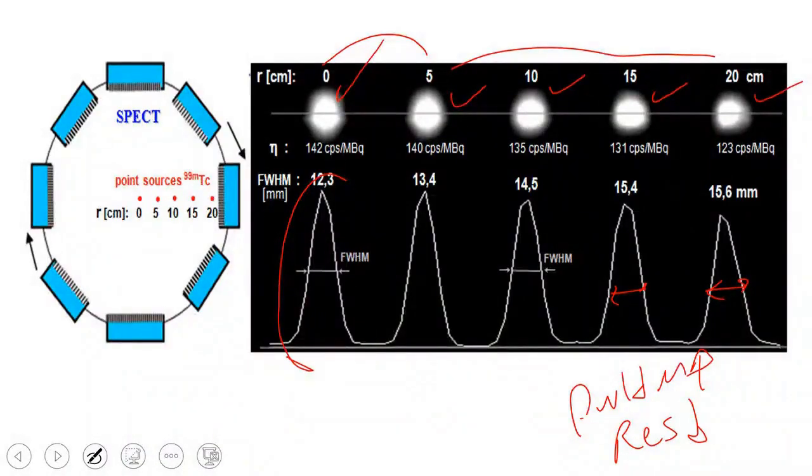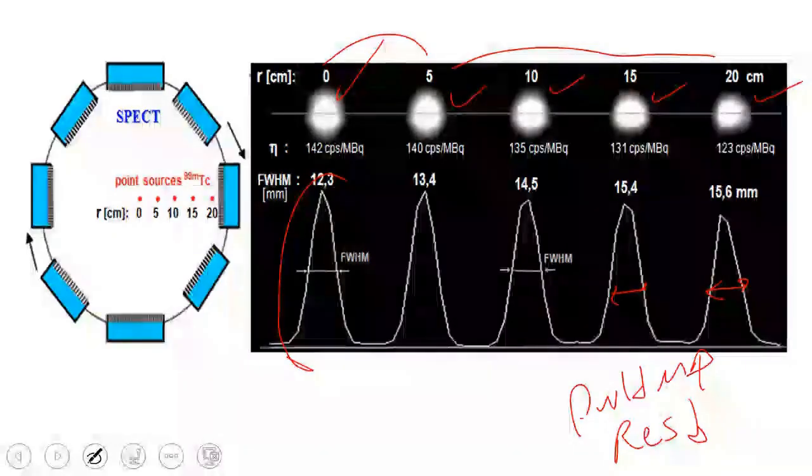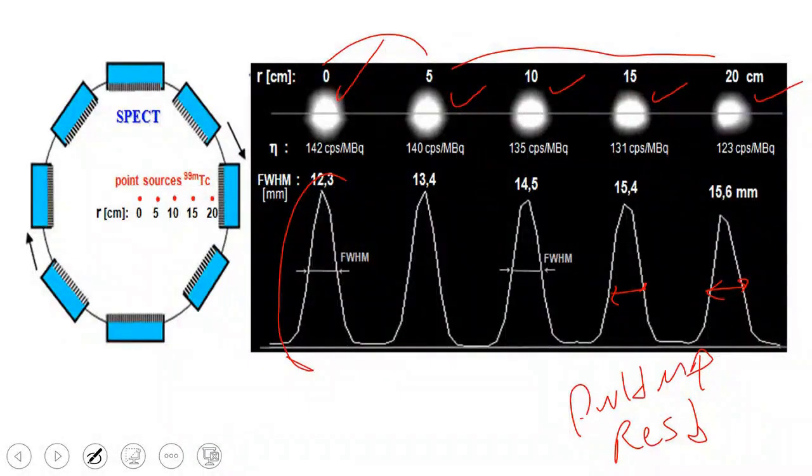As you move away from the collimator surface while imaging the patient, it's as if you are moving the patient away from the detector. So what will happen? You will find that your resolution has decreased.